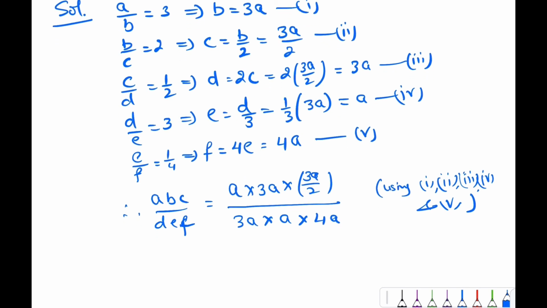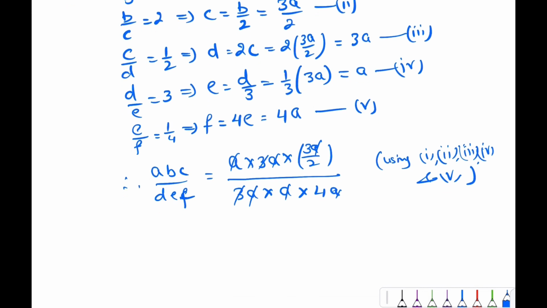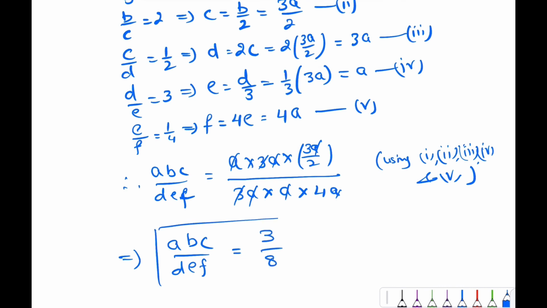So all A cancel out, 3 and 3 cancel. So this implies ABC upon DEF equal to 3 by 8. So our answer is 3 by 8.